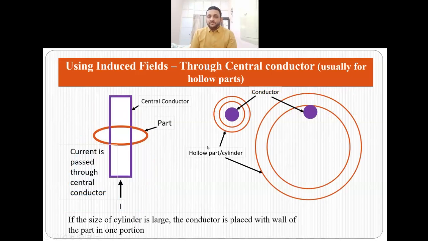The third one is using induced fields, for example through a central conductor. Suppose this is your part which is hollow. We can insert the central conductor and pass the current through it. If the size of the central conductor is too small, then we place it at the wall of the hollow part which we want to inspect. So if the size of the cylinder is large, the conductor is placed against the wall. If it is not that large, then we can put it at the center. So this is another way of magnetizing a sample.